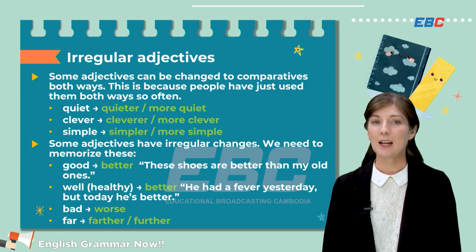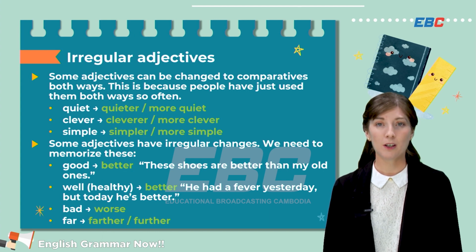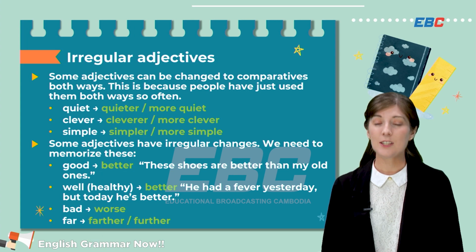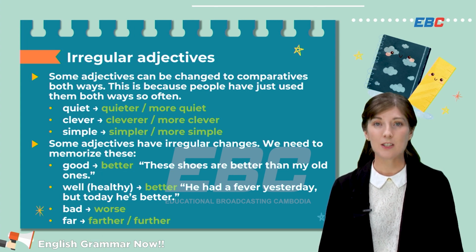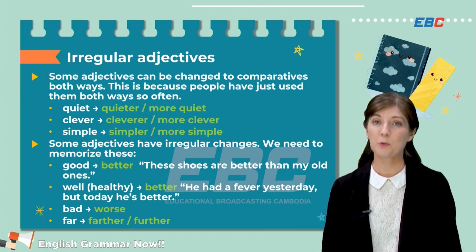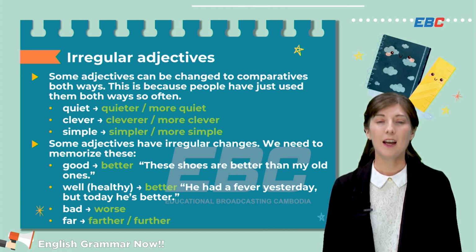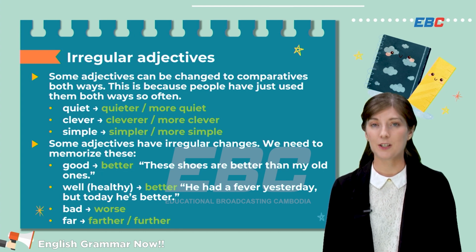We could say cleverer or more clever. We could also say simpler or more simple. Again, these could follow the rules, but because they're used both ways so often, it doesn't matter which one you choose. There are also some adjectives that follow irregular patterns, so we need to memorize these.